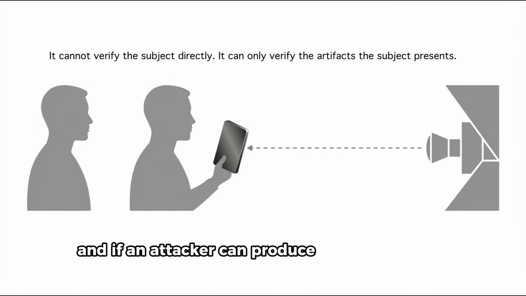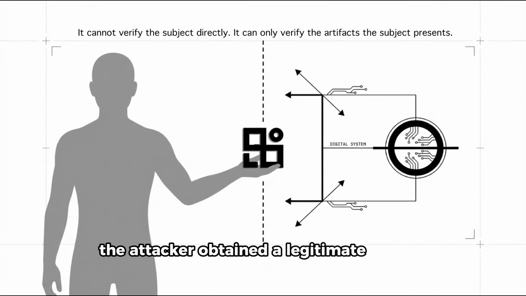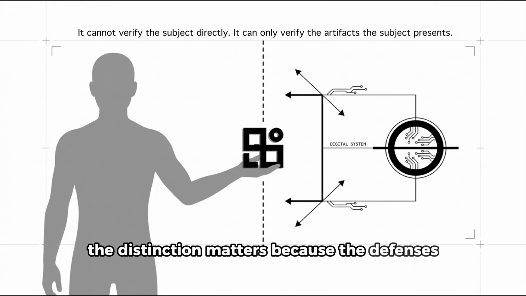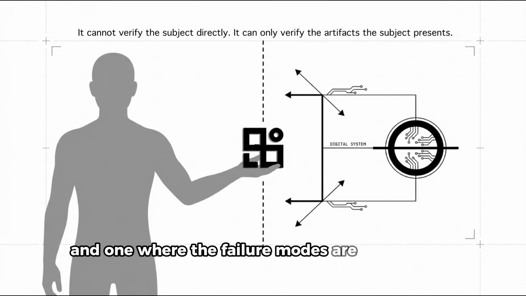This is a different class of attack from the bypass techniques we covered last time. In the previous video, the attacker obtained a legitimate artifact from the legitimate user. They relayed a real MFA code. They stole a real session token. In impersonation, the attacker constructs or presents their own artifact and gets the system to treat it as belonging to a different identity. The distinction matters because the defenses are different. Stopping artifact theft requires protecting the channel and the endpoint. Stopping impersonation requires the system to be able to distinguish between a genuine artifact and one that has been constructed or substituted, which is a harder problem, and one where the failure modes are less obvious.